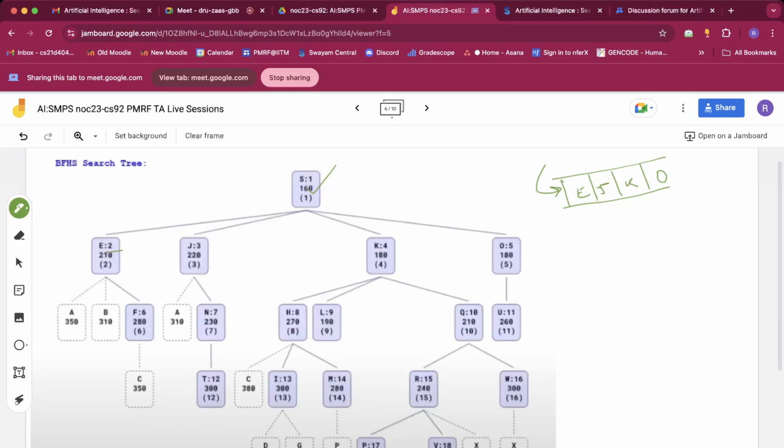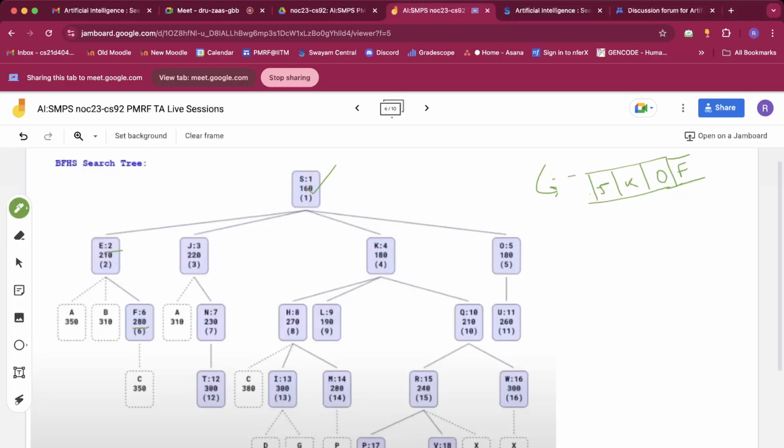So we won't add these to the queue, whereas F has value 280, which is less than 303. So we will add F to our queue, and it will be added at the back because it is a queue, right? So elements get added at the back, elements get removed from the front. So let's remove E because we have already explored E.